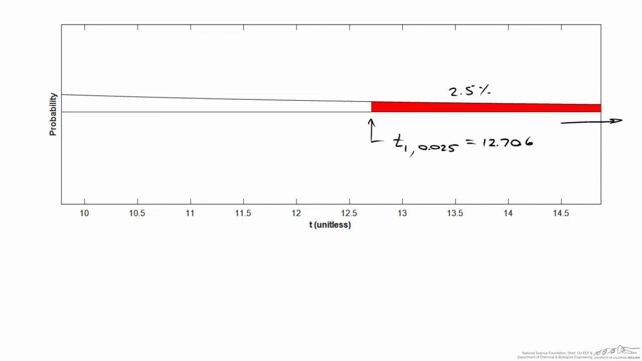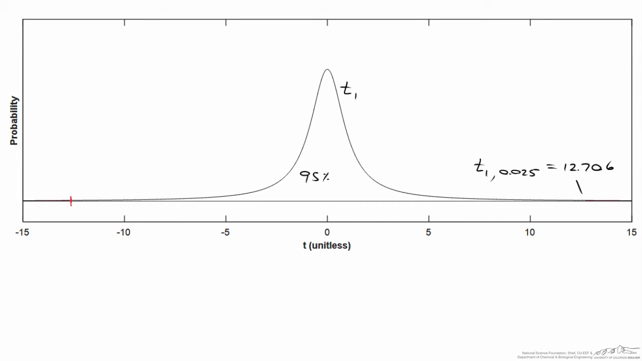12.706. So for values of t less than 12.706, I encompass 97.5% of the area. So if I go back to my full scale, I've got 12.706 over here, and on the left side for values of t that are less than negative 12.706, I also have 2.5% of the area to the left of that mark, and 95% of the area in between the two.